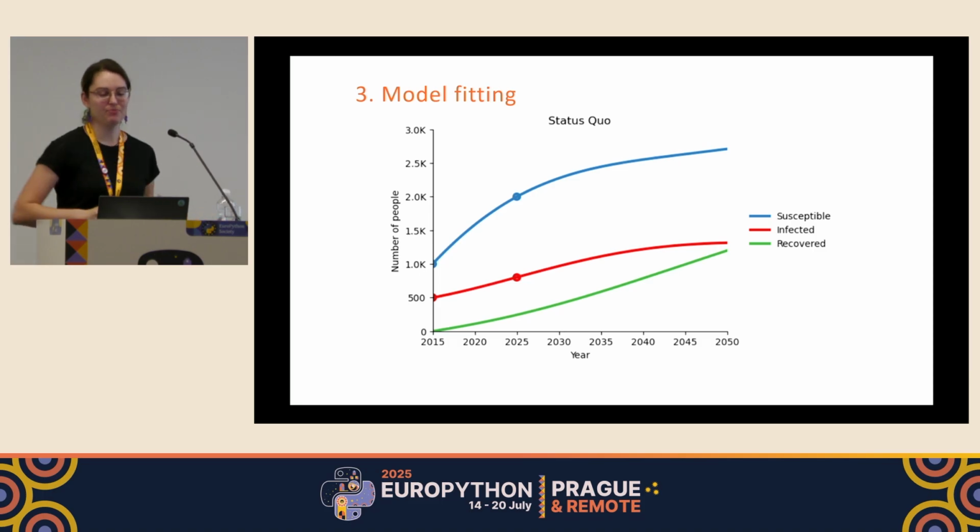So as you can see, now the simulation results do match the data. So the calibration was successful. And this is essentially a simulation of the status quo. This is what would happen in the future if we don't change anything, if we keep doing things the same way we've been doing them so far, with the same public health programs, the same funding levels. This is what would happen. Essentially, the number of people infected would keep increasing.